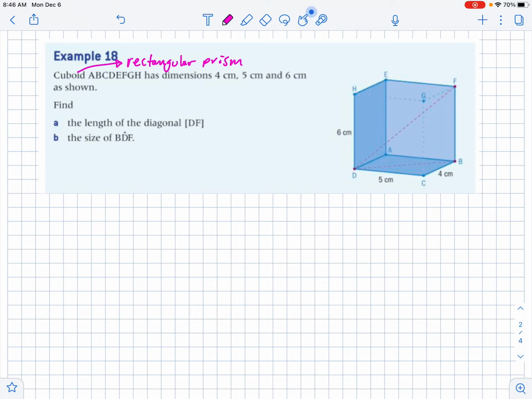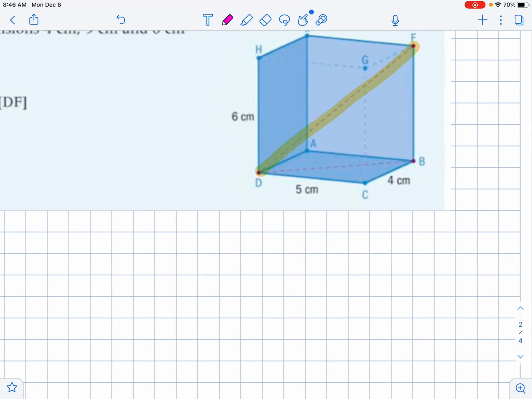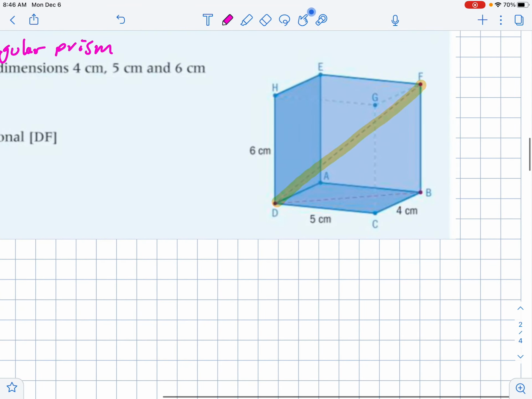So the sides are 4, 5, and 6. We're going to find the length of diagonal DF. So if I highlight DF, it goes from the front left corner to the back right corner. So in order to figure out what DF is, I think I'm going to need some extra pieces. DF is part of this triangle right here, where this is a right angle. Now I know this side is 6, but I don't know what this side on the base is.